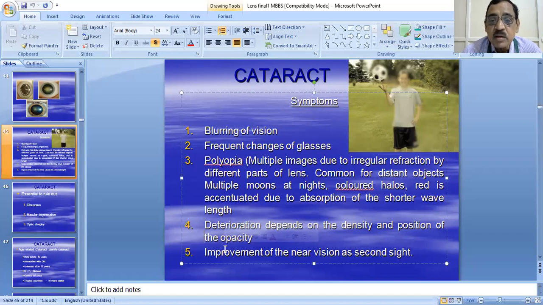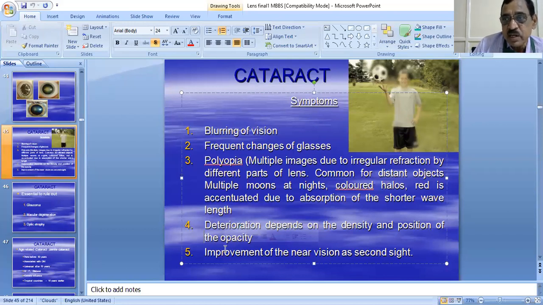And because of irregular refraction by the different parts of the lens, the patients may complain of polyopia, that means seeing multiple objects, or diplopia, two objects. The patients may also complain of colored halos, seeing colored halos around the bulbs. There are three conditions which can give rise to these colored halos. One is an intumescent cataract, the second one is purulent conjunctivitis, and the third one is the acute congestive stage of angle closure glaucoma. So you will have to differentiate between these three whenever the patient complains of colored halos.